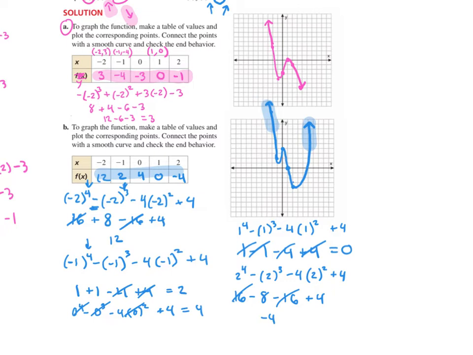Also, a key note here is that we connect the points with a smooth curve and then just check the end behavior. So we can't have our graph connecting the dots like this. It has to be with a smooth curve.